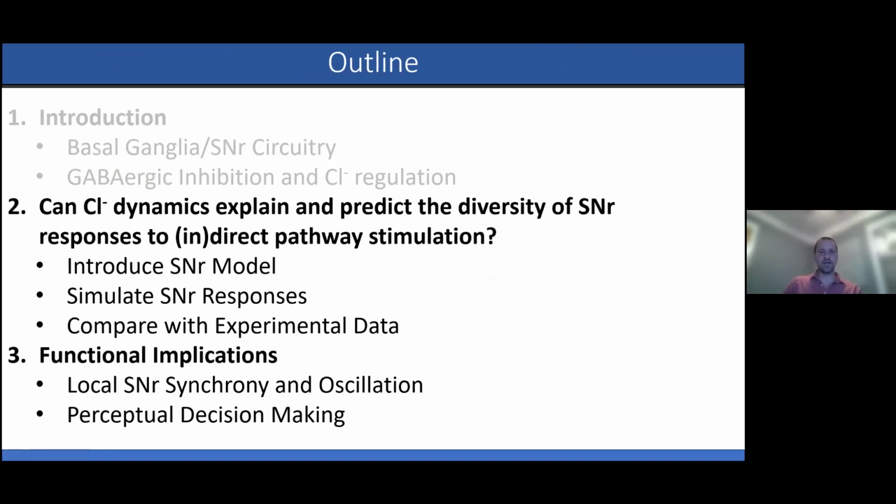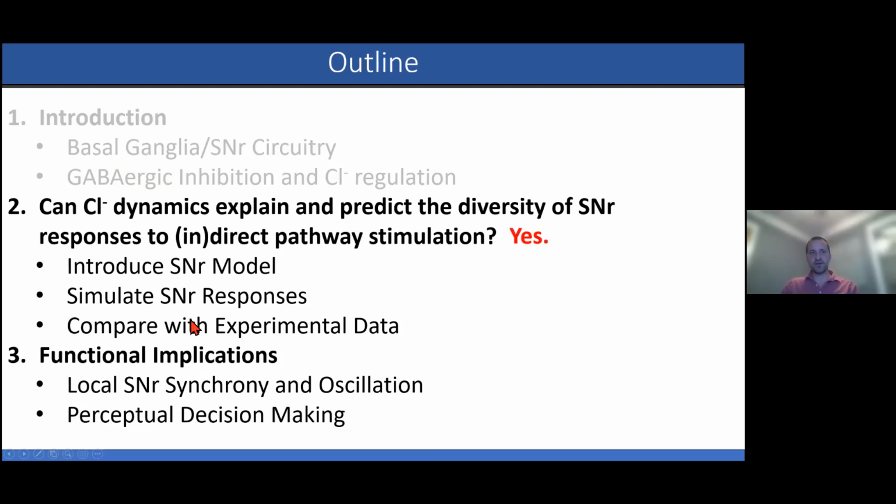All right, so the outline for this: I already covered the introduction. The first question I'm going to try to ask is, can chloride dynamics explain and predict the diversity of SNR responses to indirect and direct pathway stimulation? I'm first going to introduce the SNR model, simulate SNR responses, and then compare some experimental data. And so obviously the answer to this first question is yes.